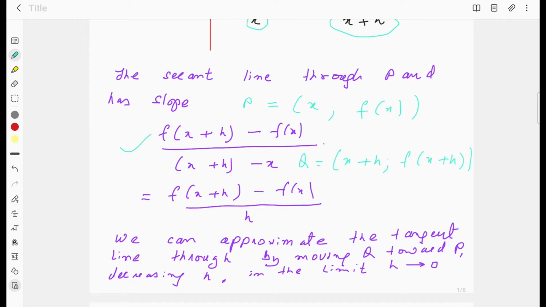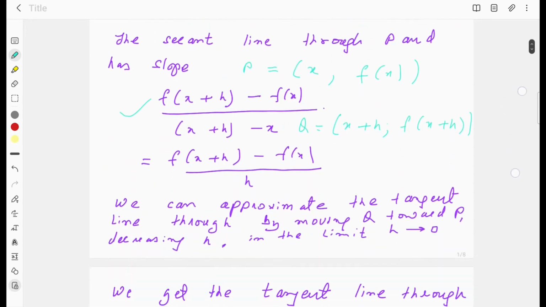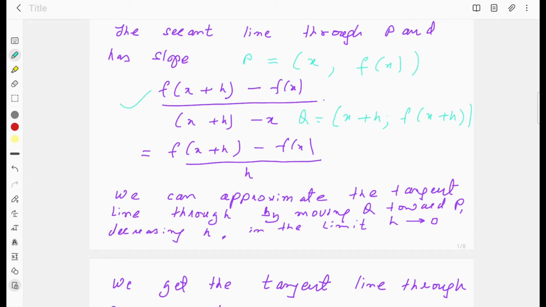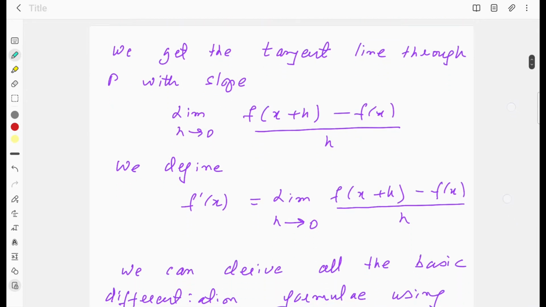Now in order to make this secant line or chord a tangent, I have to minimize the value of h to 0. If I do so, the point Q will come to point P. So we can approximate the tangent line by moving Q toward P by decreasing h, of course. And let me introduce the concept of limit. In that case, I can say my value of h will approach 0. So the secant line will become a tangent when h approaches 0.